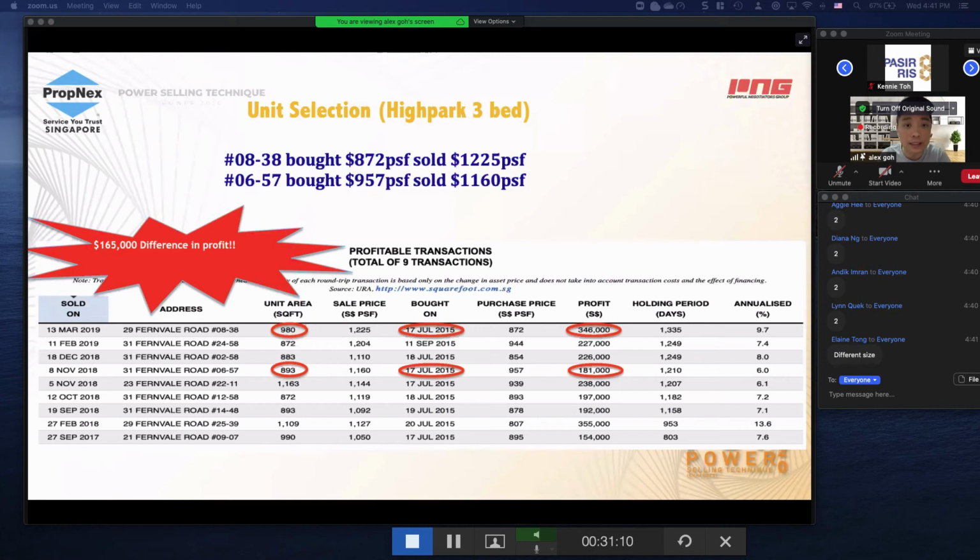Why? Anyone? Different size, yes. Bigger in size, okay? Now we look at this. 0838 is sold at a higher per square foot. It's not just the size. It's sold at $65 PSF more than 0657. Makes sense or not? Why is 0838 sold at $65 more?